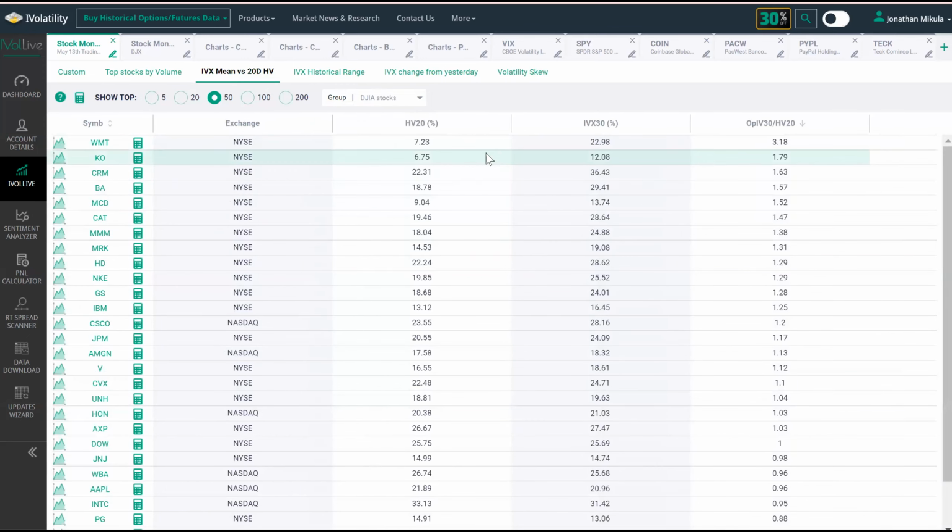Top stocks by volume. Next, I look at IVX mean versus 20-day historical volatility. It's a bit of a mouthful, but really all it's saying is, where does the future look different than the past? The future is IVX 30, the past is HV20, and this puts it in ratio format, in numerical form. So what this is saying is Walmart has an implied volatility that's almost at 23, yet its historical volatility over the past month, HV20, was only 7.23.